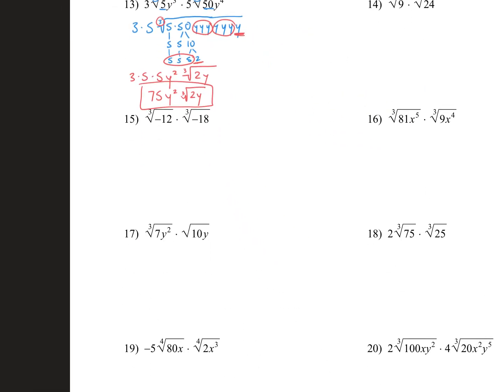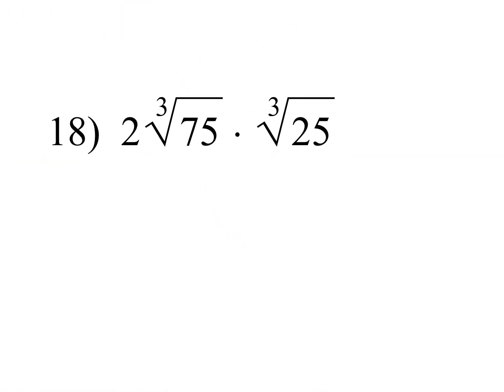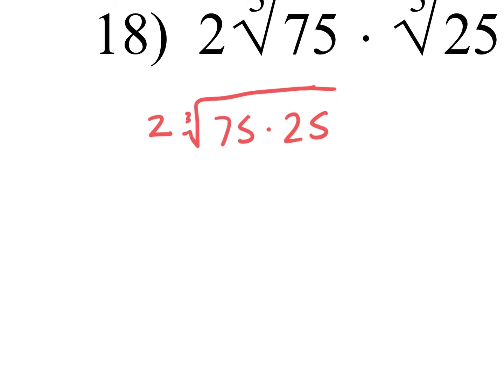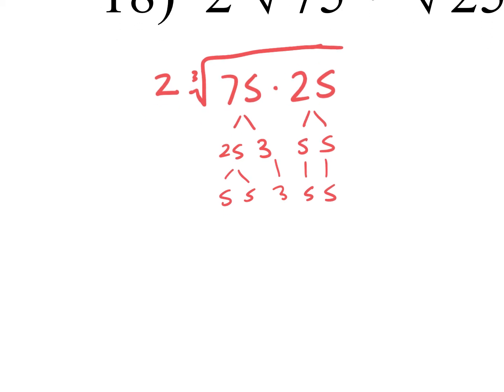All right, let's look at 18. Can I combine these together? Yep. So that 2 on the outside just stays on the outside, and then I have the cubed root of 75 times 25. What are 2 factors of 75? 25 and 3. What are 2 factors of 25? 5 and 5. So then I have 5 and 5, 3, 5, 5. So I'd circle groups of how many? Groups of 3. So what would I circle here?